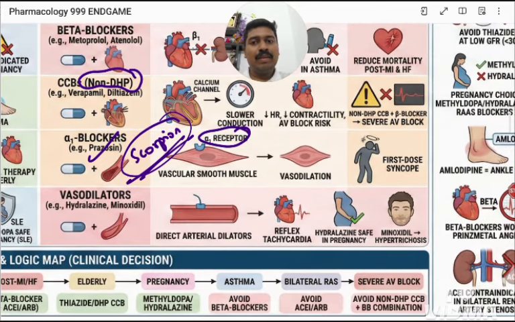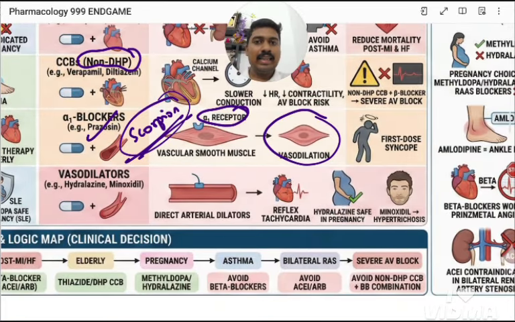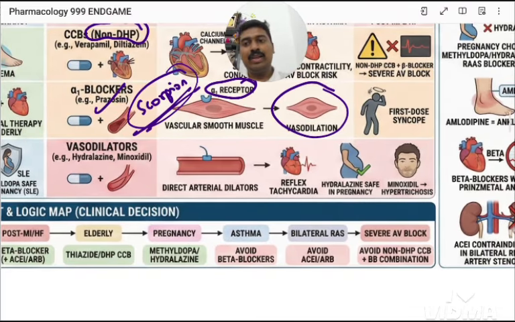Same thing, alpha-1 receptor will cause vasoconstriction. It will increase total peripheral resistance, and what alpha-1 blockers do is they cause vasodilation and decrease BP. One side effect of this drug is it can cause first dose syncope, because it has a very good action on blood vessels, so it can cause immense vasodilation.